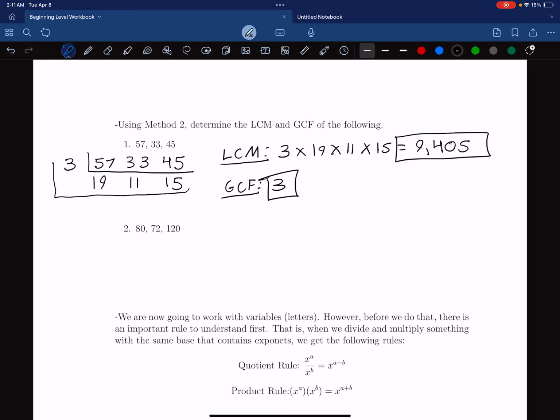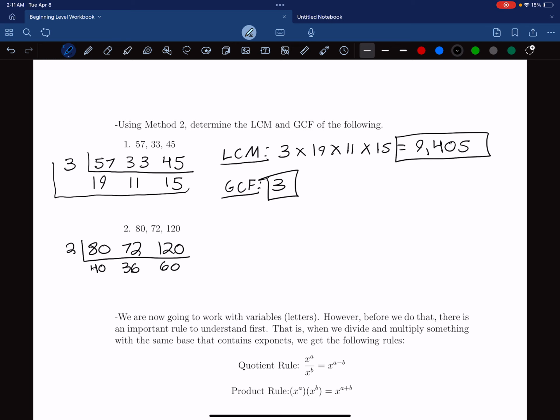Now, looking at example 2, we have 80, 72, and 120. Because all three of these numbers are even, I'm going to start by dividing each number by 2, and I'm going to pull out a factor of 2. So 80 divided by 2 is 40. 72 divided by 2 is 36. 120 divided by 2 is 60.